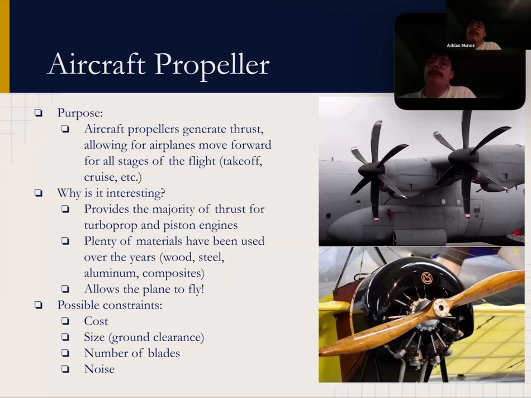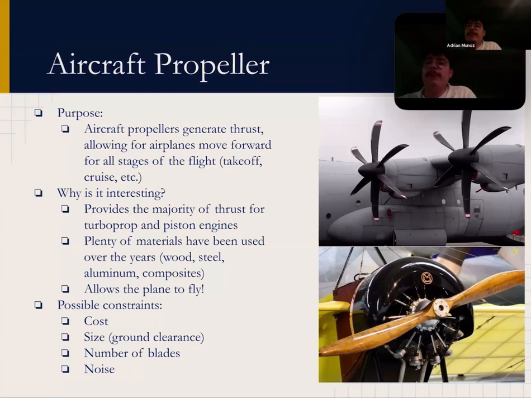Why is it interesting? For those technical nerds out there, it is the reason why you get most of your thrust from both turboprop and piston engines. Piston engines are, of course, the oldest kind of airplane engine, but these still use propellers. And then a newer version, which you can see on the top image, are turboprops, which are kind of like a hybrid engine. And related to these images are actually the materials.